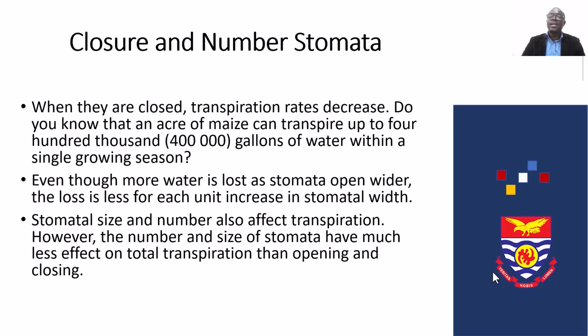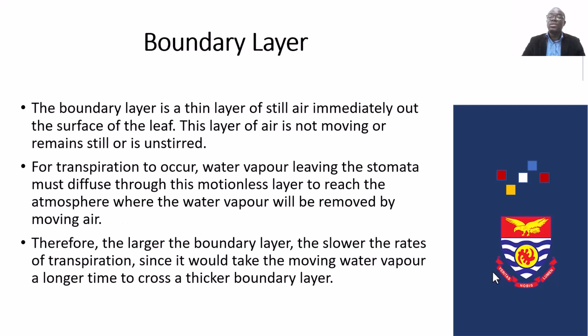Do you know that an acre of maize can transpire up to 400,000 gallons of water within a single growing season? Even though more water is lost as stomata open wider, the loss is less for each unit increase in stomatal width. Stomatal size and number also affect transpiration. However, the number and size of stomata have much less effect on total transpiration than opening and closing.